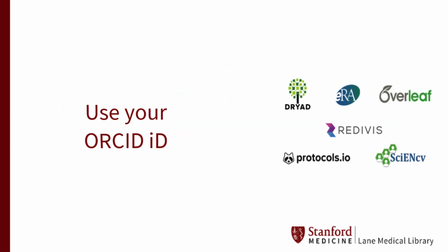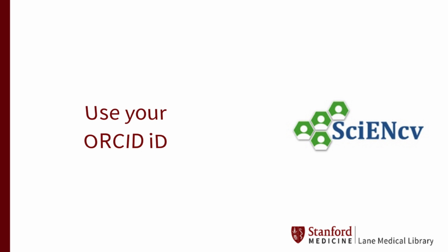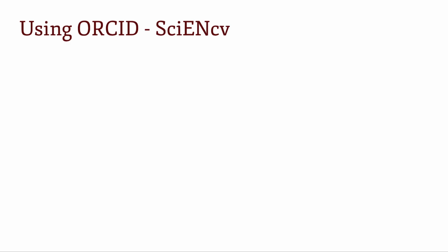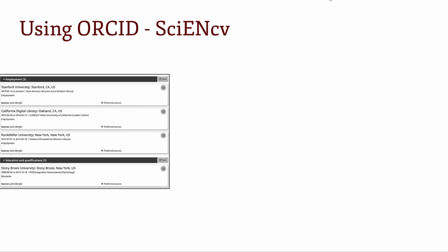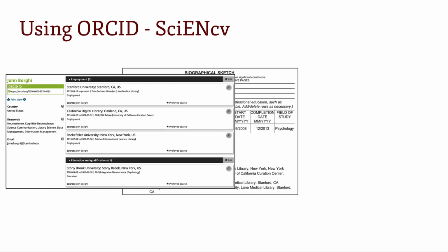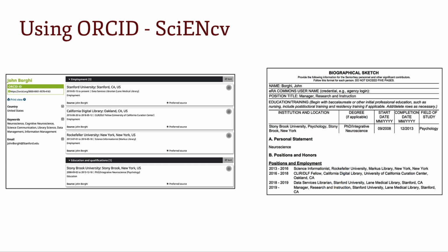Now that you know how to claim, populate, and link your ORCID ID, let's talk about using it. There are many systems that can be linked to ORCID. Let's take a look at one commonly used profile system at Stanford Medicine, ScienceCV. If you're applying for or are affiliated with grants from federal agencies like NIH, you'll need to maintain your ScienceCV. Save time by allowing your ORCID record to populate your ScienceCV documents.